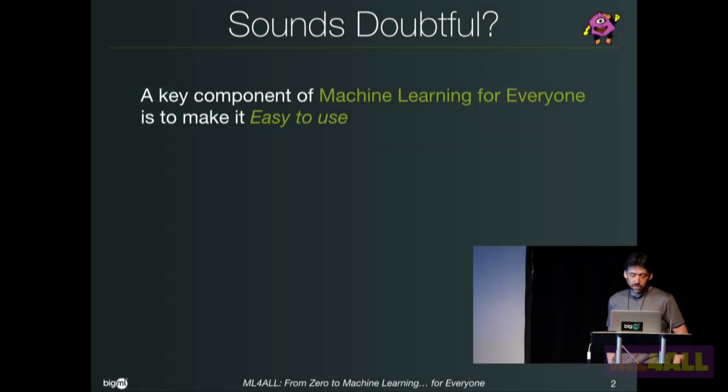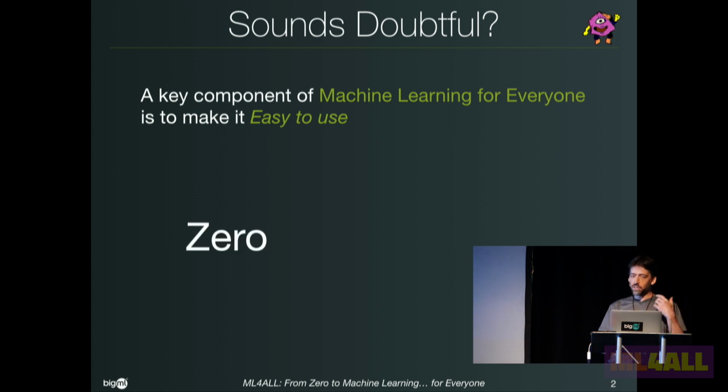So there you go. Okay, so machine learning for everyone. Key component of machine learning for everyone is to make it easy to use. That's really the most important thing. If it isn't easy to use, the barrier is too high. Fewer people use it. Fewer people is clearly not everyone.